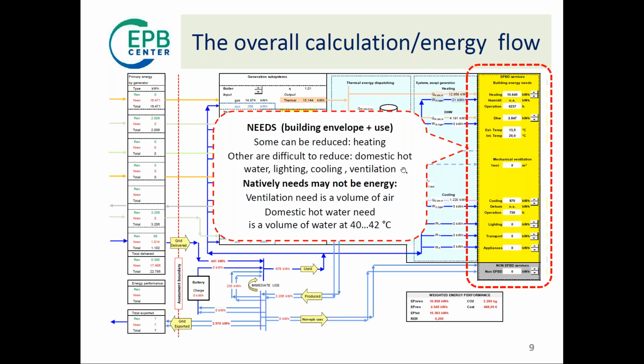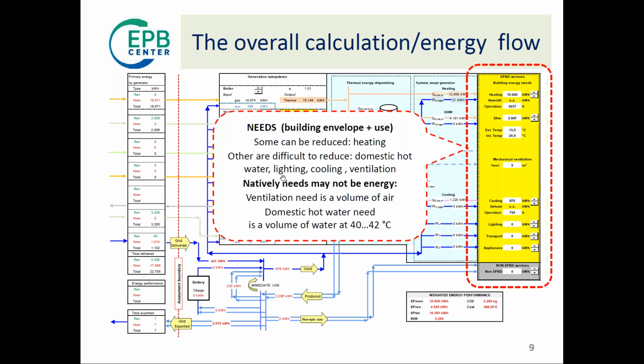And this is just a reminder. I spoke a lot on this diagram, and just to remind, this is the area of the needs. If we are a little bit practical, we know that the needs are determined by building envelope and use, and some can be reduced. For example, you can insulate your house and reduce heating, typically in our climate in Europe, and others are quite difficult to reduce. Domestic hot water, you need it, full stop. Lighting, cooling, and ventilation as well are not so easy to reduce by the building envelope.